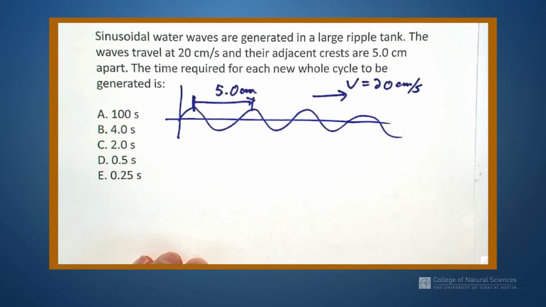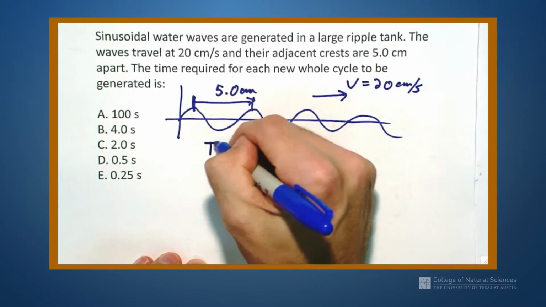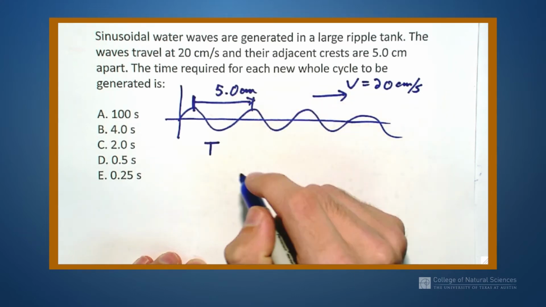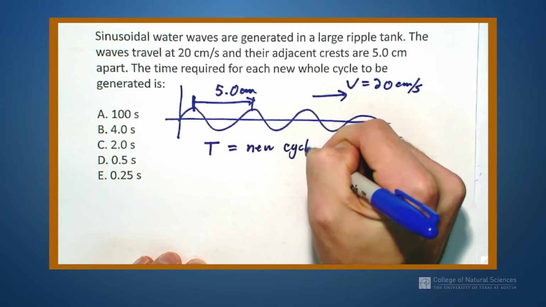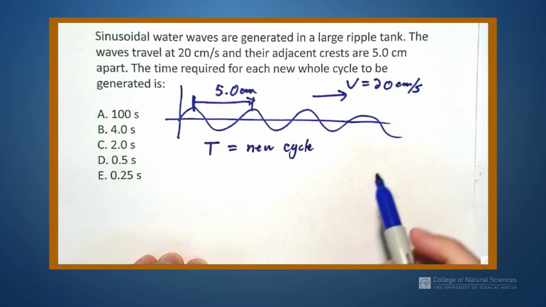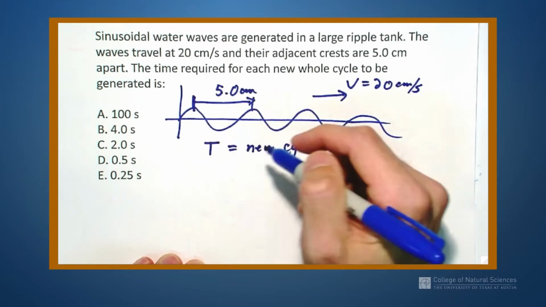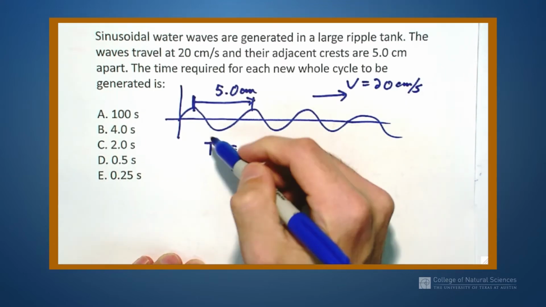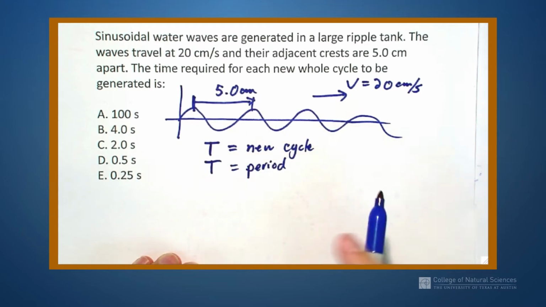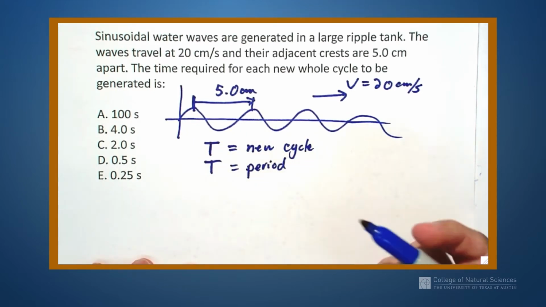And it wants to know what's the time required for a whole new cycle. Well, I know that to get a whole new cycle, this is equal to 1 period. So I'm going to use the capital letter T for what we're trying to find. So we're trying to find 1 period.